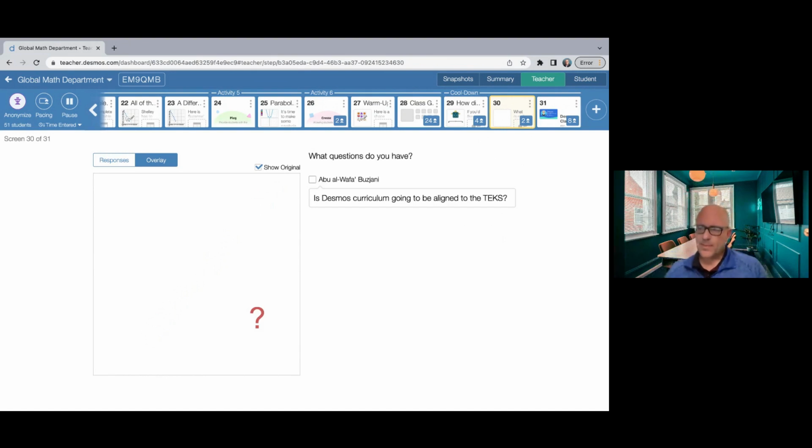I love to see the challenge creator. I love to see how Desmos is basically making math accessible for all students, and really meeting the students where they're at and allowing them to explore and play.